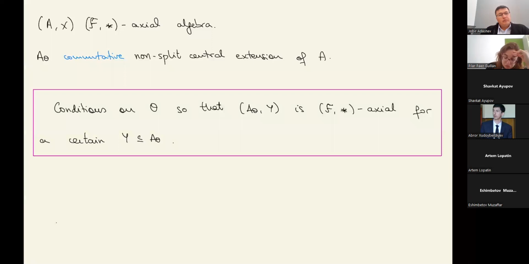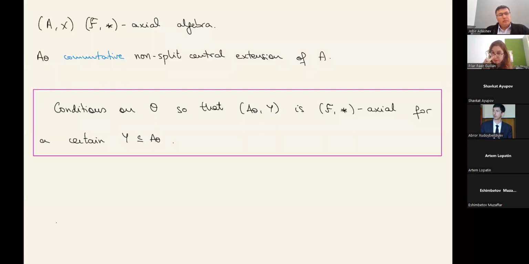And I can ask myself the following. If I have a commutative non-split central extension, what are the conditions on theta which ensure that A theta is going to be axial again, for a certain set of axes and for a certain fusion law? Here I wrote the same fusion law as the one in the original algebra, which would be the most desirable situation, but we can also construct axial algebras with a different fusion law.